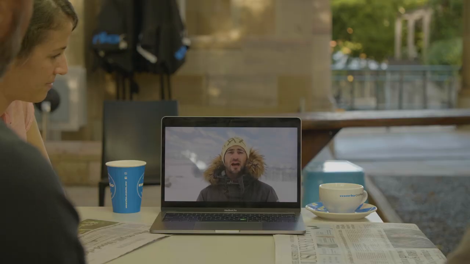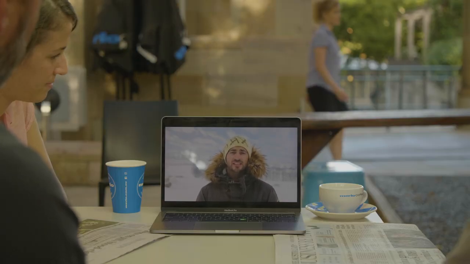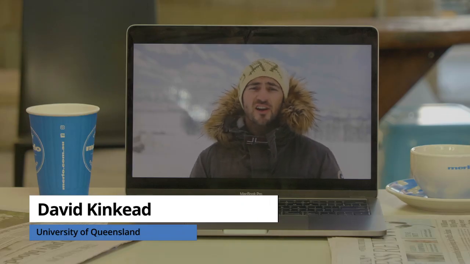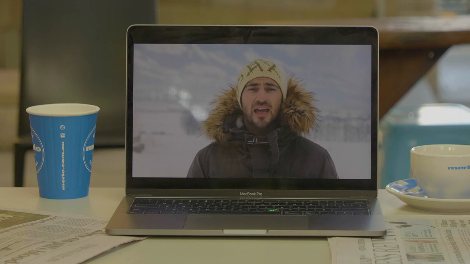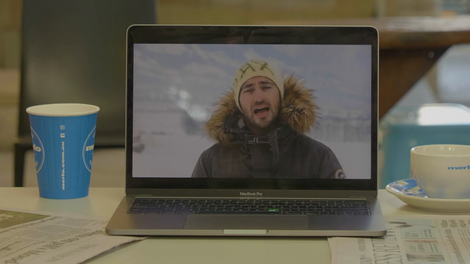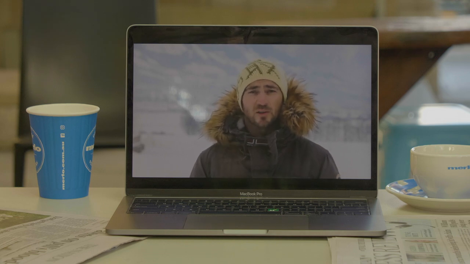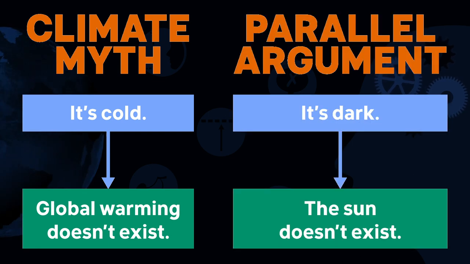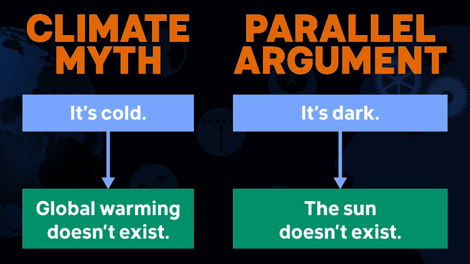A simple way to expose bad logic is to apply a parallel argument and show just how ridiculous the argument really is. The past climate change argument is just like arguing that because people died of cancer in the past, cigarettes can't be the cause of any cancer now. Parallel arguments are a powerful way to make abstract logic more concrete. You take the logical fallacies in misinformation and transplant them into an analogous situation, usually an absurd but real-world example.